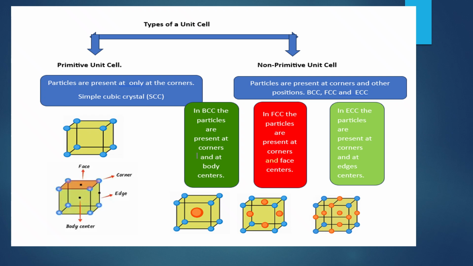Types of unit cells. Unit cells are divided into two types: primitive unit cell and non-primitive unit cell. In a primitive unit cell, the particles are present at corners. Example: simple cubic crystal. In a non-primitive unit cell, particles are present at corners and other positions. Examples: body-centered, face-centered and edge-centered.